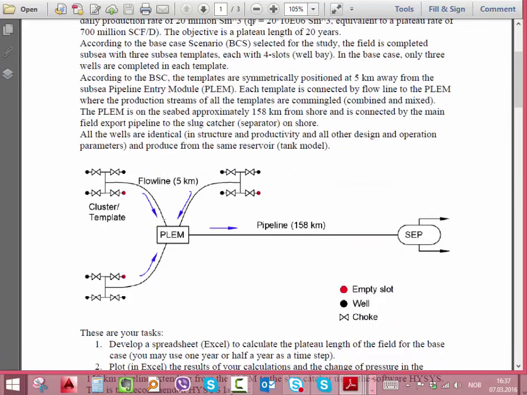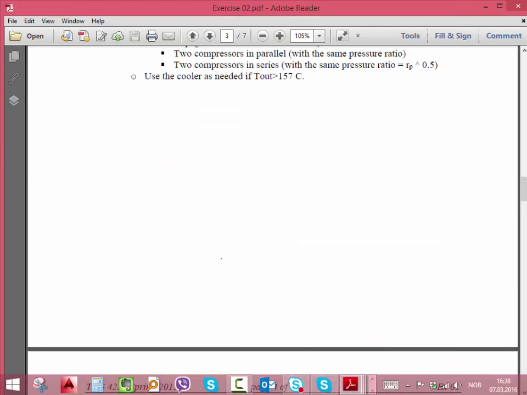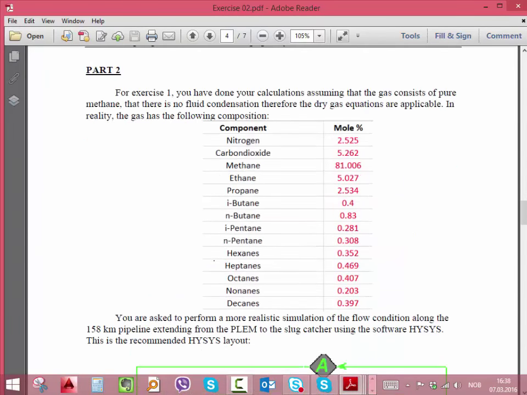Our case of Snow White field is a remote field in the Barents Sea, where you have a cluster of wells. In this case, we have 9 producing to a pipeline entry module, and then we have a pipeline of 158 kilometers all the way to the LNG plant, and this is where we have our slug catcher. Remember that initially we did the calculations assuming dry gas. This is not the case anymore.